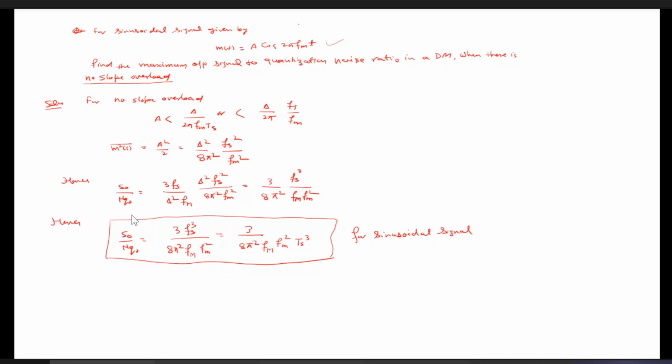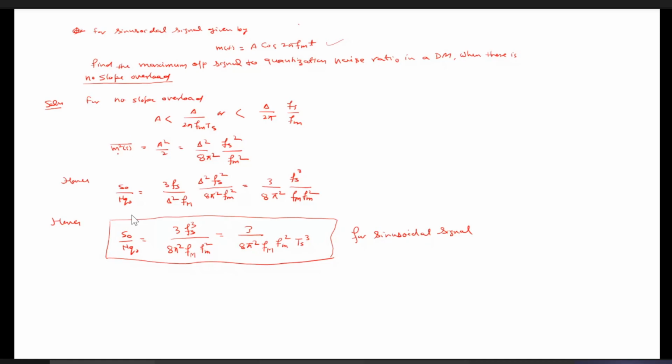The only difference is that we need to choose the maximum value of this message signal such that it can avoid slope overload. So A should be less than delta by 2 pi fm Ts, which we have already calculated. So it should be less than delta by 2 pi. This Ts we can write as fs by fm, since Ts is nothing but 1 by fs, so fs will go to the numerator. Delta upon 2 pi fs by fm.